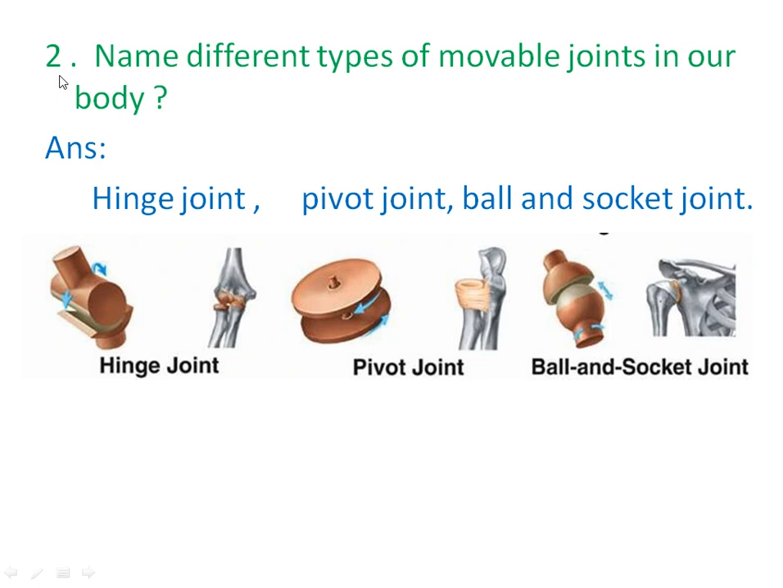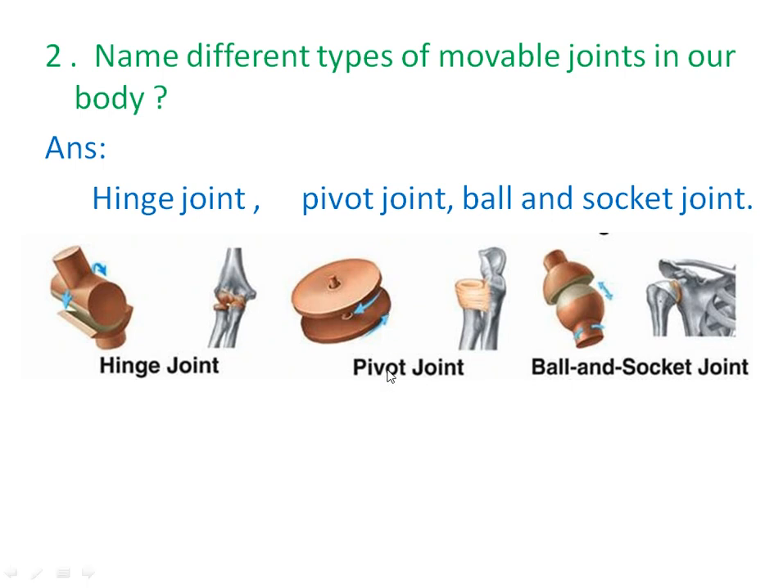See, second question. Name different types of movable joints in our body. Answer is hinge joint. This picture is an example for the hinge joints. First, what is a hinge joint? A hinge joint is defined as the joint between two bones that allows movement only in one direction. For example, elbows, fingers, knees, and toes. These are examples for the hinge joints.